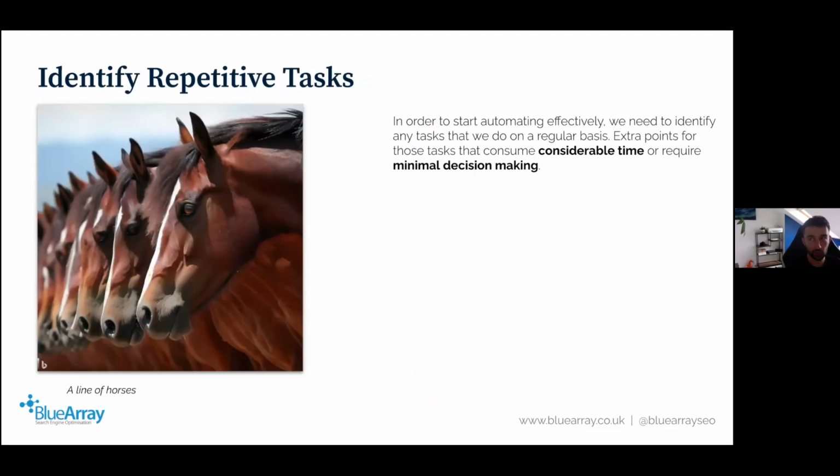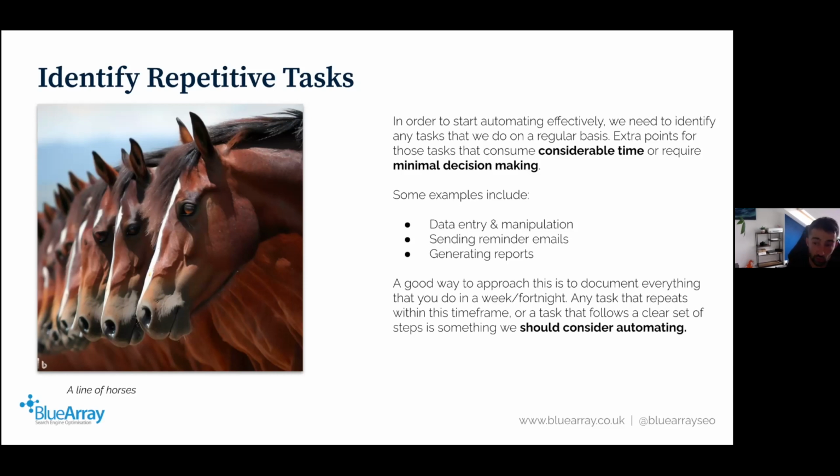When it comes to identifying repetitive tasks, we need to identify anything that we do on a regular basis to start automating effectively. Extra points are awarded for those tasks that consume considerable time or those that require minimal decision making. A couple of examples include general data entry and manipulation, sending reminder emails to our clients, and generating reports. A good way to approach this is to document everything that you do in a week or a fortnight or a month, or over a specific amount of time. Any task that repeats within that time frame, or follows a clear set of steps, is something that we should consider automating.